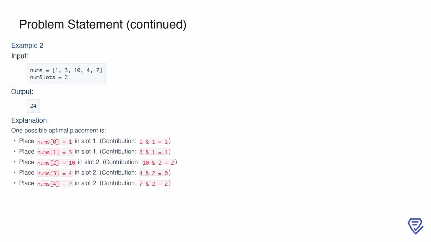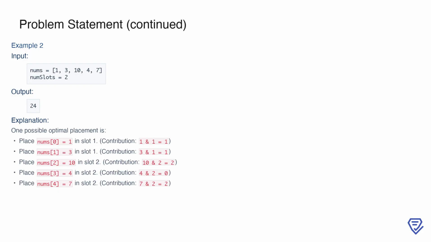Now, let's look at another example. In this case, the input array is nums equals [1, 3, 10, 4, 7], and the number of slots is numSlots equals 2. The challenge remains the same, to distribute the numbers across the slots to maximize the AND sum.